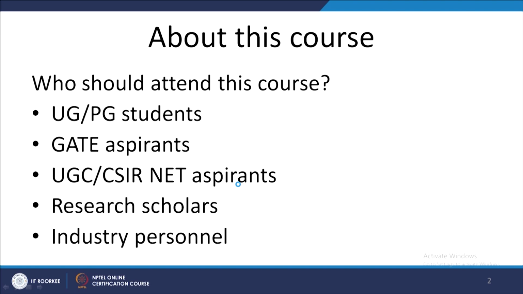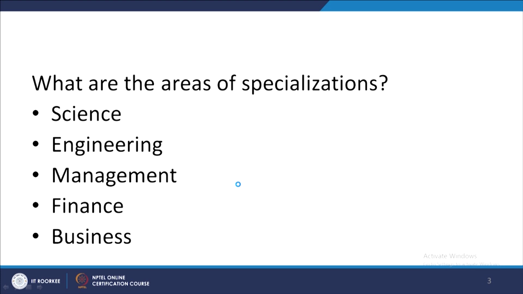First of all, who should attend this course? This course can be attended by UG and PG students, GATE aspirants, UGC CSIR NET aspirants, research scholars and industry personnel. The areas of specialization that would be interested in this course are science, engineering, management, finance and business.